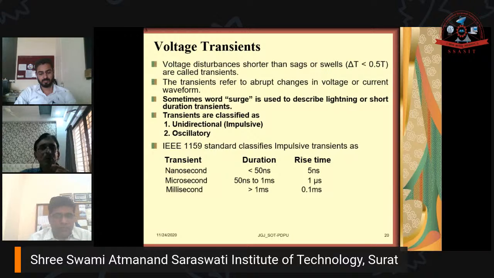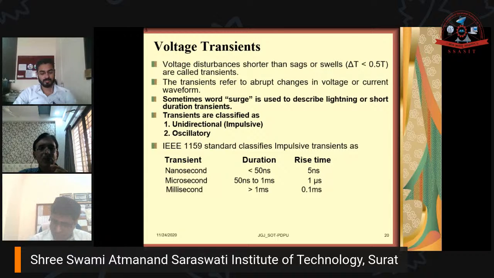Now we have to discuss the surge, which is nothing but a transient. What is voltage transient? A sudden rise in voltage for a very short duration appearing in the electrical power system is called a voltage transient. Before discussing voltage transients, you must know the terms related to transients. Now what is surge? The wave of short duration appearing in the electrical power system is called a surge. You might have studied this in the high voltage engineering subject.